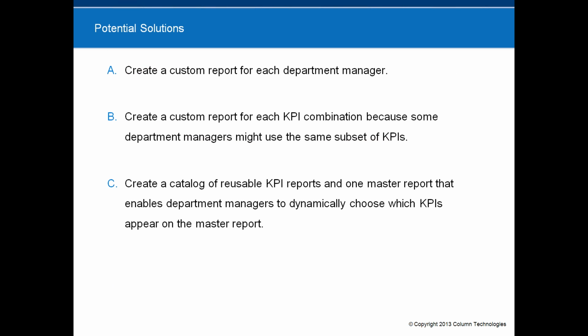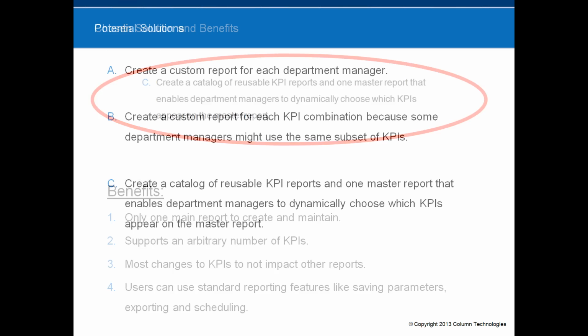And then the last approach we could consider is, what if we separate what changes from what doesn't change and create KPI reports for individual KPIs, and then one master report where the user or individual managers can choose which KPIs appear on their report. And not surprisingly, we're going to go with option C.